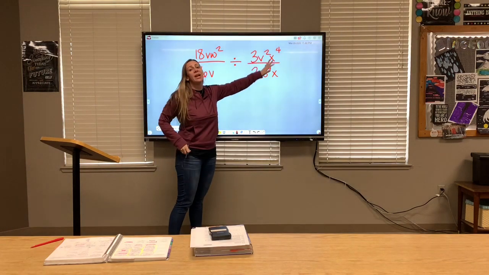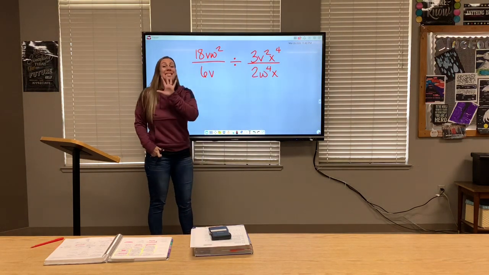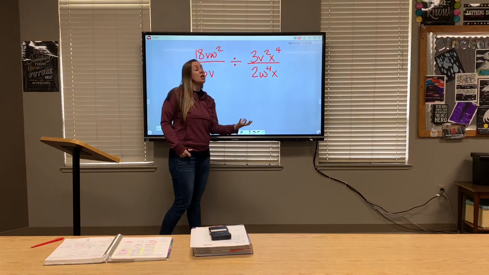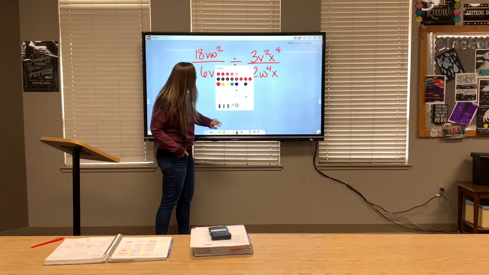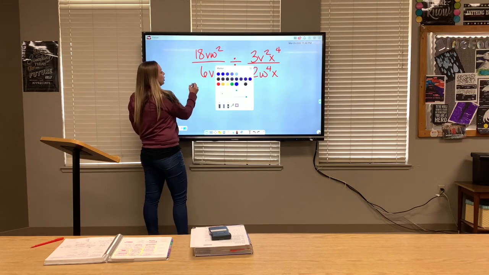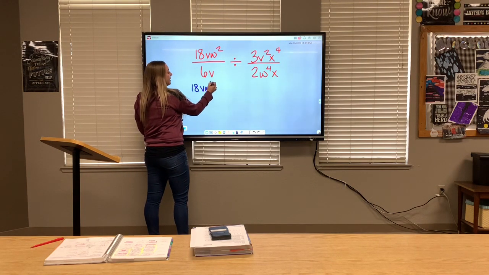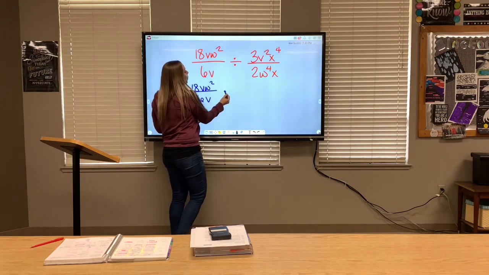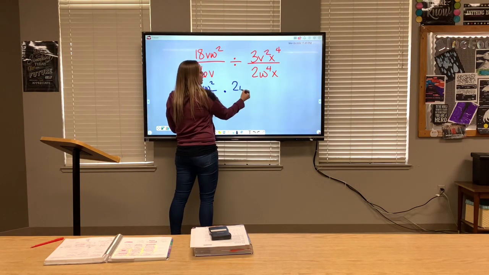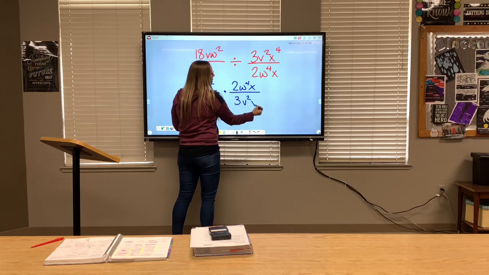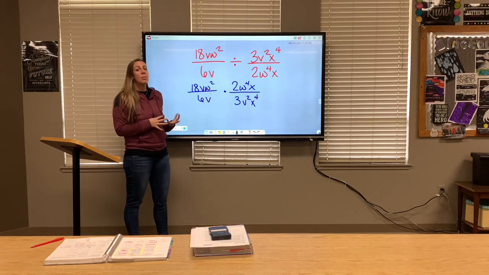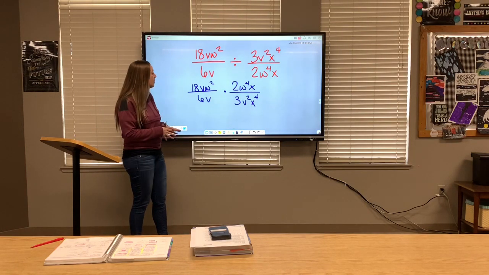I can't simplify anything on top with anything on bottom yet because I want to get to the point of multiplying first, which means that I want to change this to a multiplication. My first fraction stays exactly the same. My second one, when I turn it to multiplying, it flips. So it turns into the reciprocal.